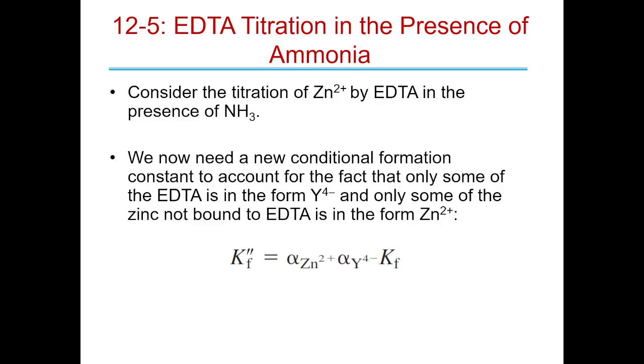So consider the titration of Zn2+ by EDTA in the presence of ammonia. Again, we would do our titration here. Remember that this is going to give us an activity for the Zn2+. So when you have this secondary ligand, you're going to have an activity for the Zn2+, or your metal ion. This will give us a K double prime, by the way, because we've modified it 2 steps. Okay?